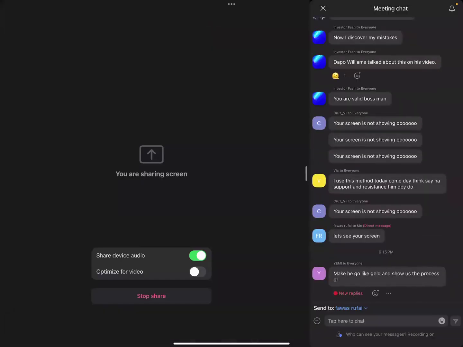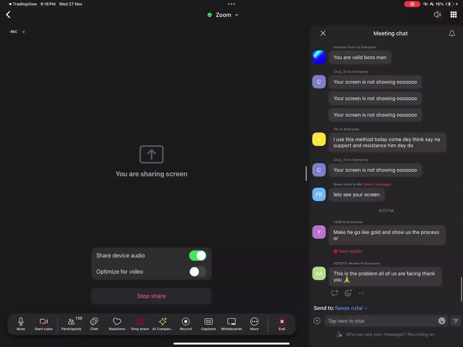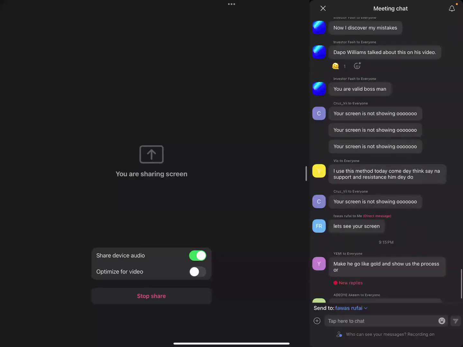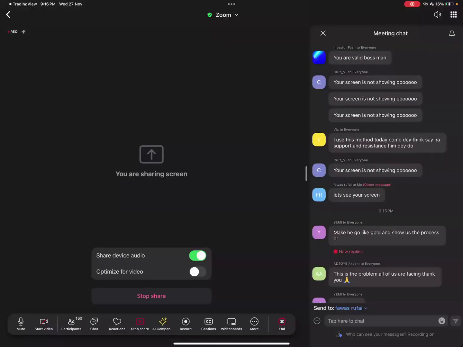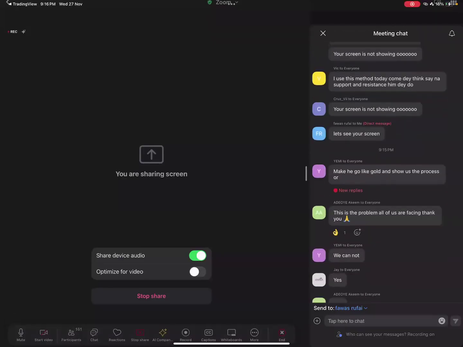Higher time frame. My screen is not showing. My screen is showing now. Can you guys see my screen? Can you guys see my screen? Someone is saying I can. My screen is showing now.